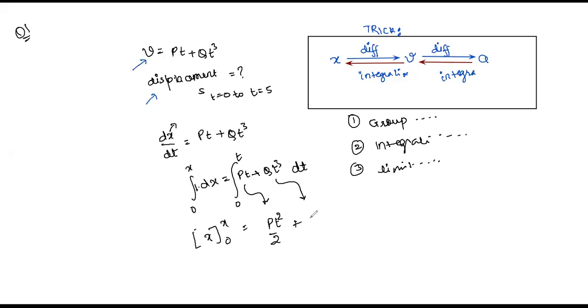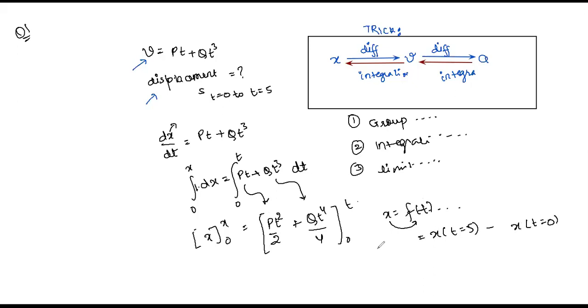Here you will have q t power 4 upon 4, right? Now take the limits from 0 to t, you are going to get the value of displacement at any given time t, right? Then find out the displacement. So here you'll get displacement as a function of t, or position as a function of t. So now position at any given time is given. So you might take position at t is equal to 5 minus position at t is equal to 0. This will give you displacement.